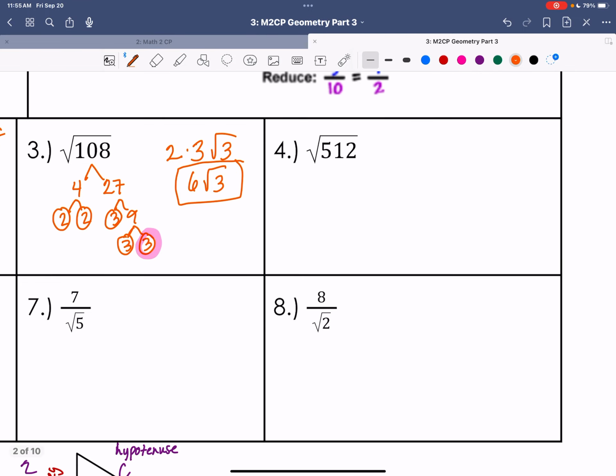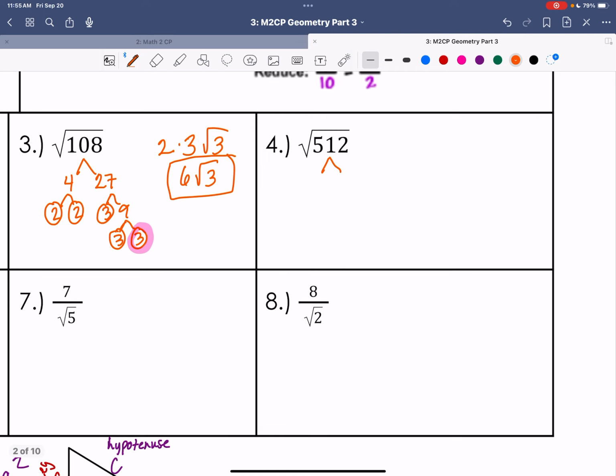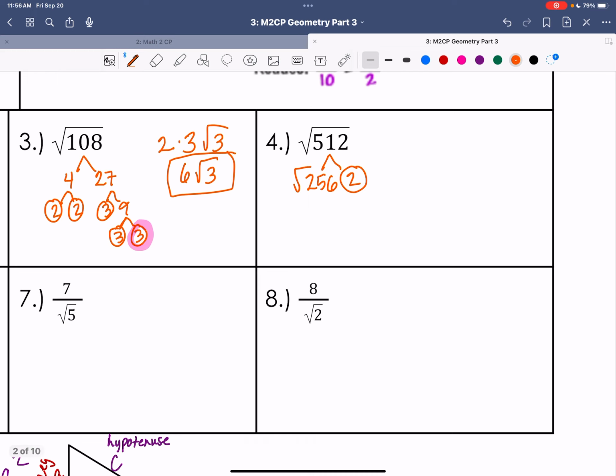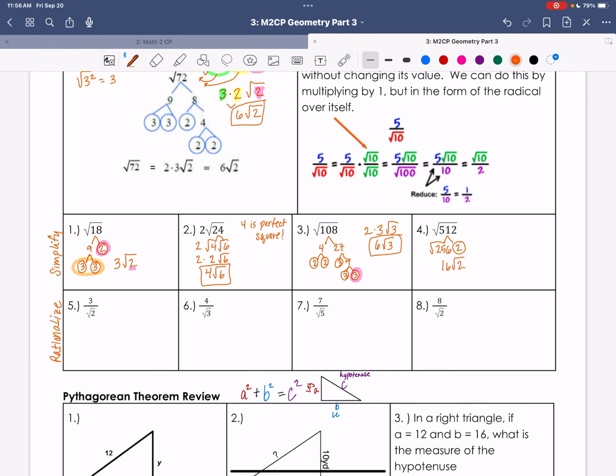Now for this guy, for 512, again, you can start to think of your perfect squares. And if you know your perfect squares, an example would be 256 times 2. Well, I know that this is a perfect square, so I can just go ahead and do root 256, which is 16. So that's another way. If you know your perfect squares, you can factor out perfect squares. If not, just go ahead and factor all the way down. Whatever is left over goes inside the radical.